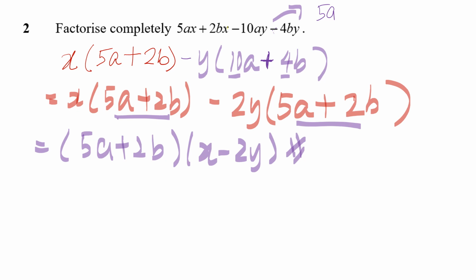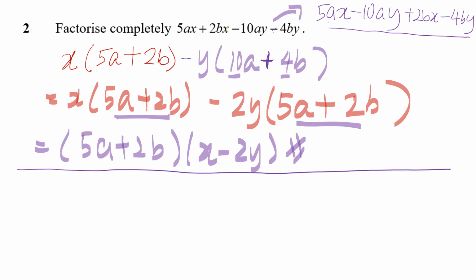How about I put 5ax with negative 4by? Oh, but then there's no common factor, so I don't put it with negative 4by. Maybe I put 5ax with negative 10ay. Will they have any common factor? I think so, right? I would have a and also 5. And then I put 2bx, group it with negative 4by. So I can also do it this way, right? Let's see what happened.